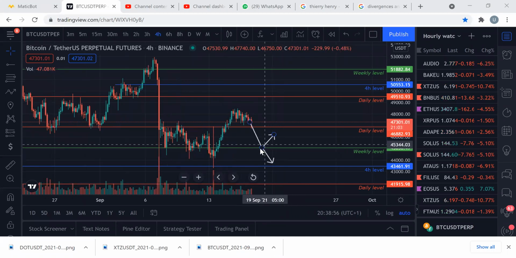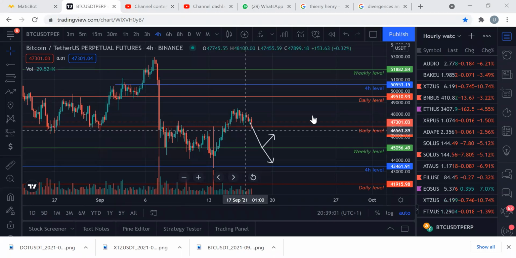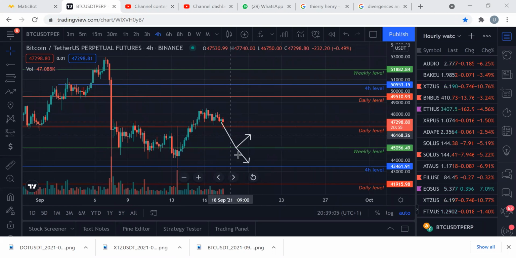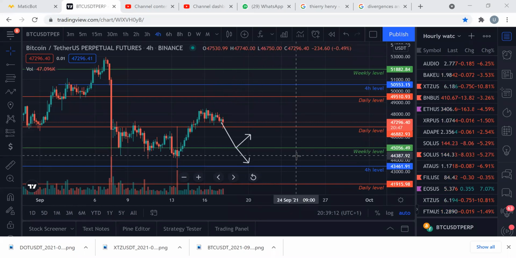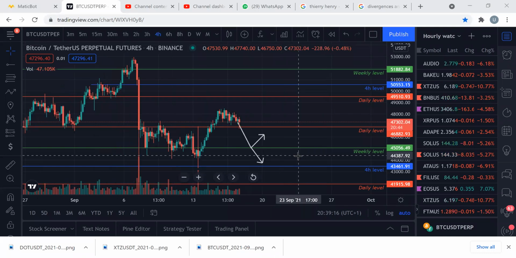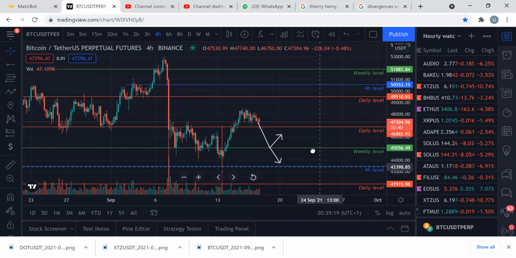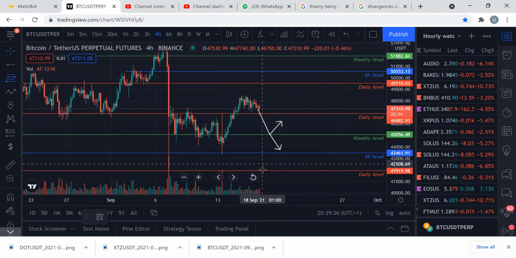When we get to this level, there's something we call Japanese candlestick patterns. So we'll look for the kind of candlestick that forms in this place. We'll look at the kind of volume that comes in this place, and we'll apply other factors that I've not taught. For example, this particular weekly level, I try to look for other things that can make me see it as a level that may hold.